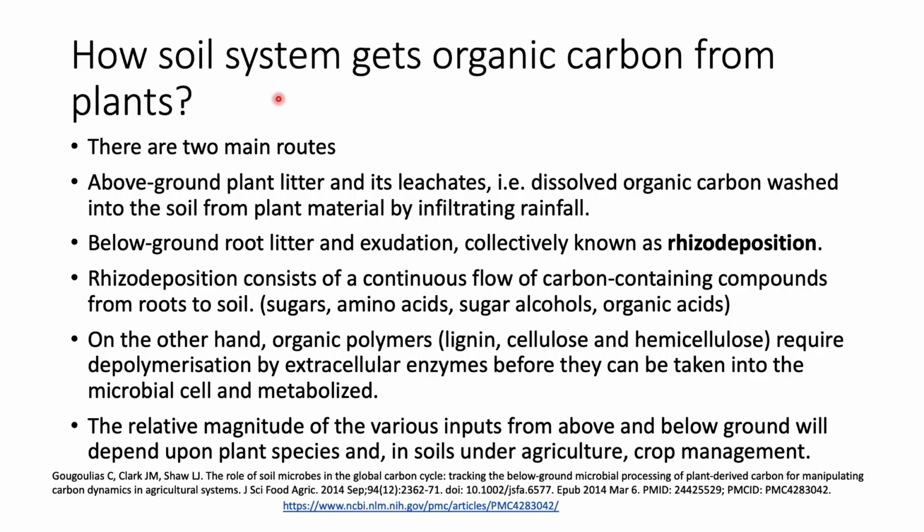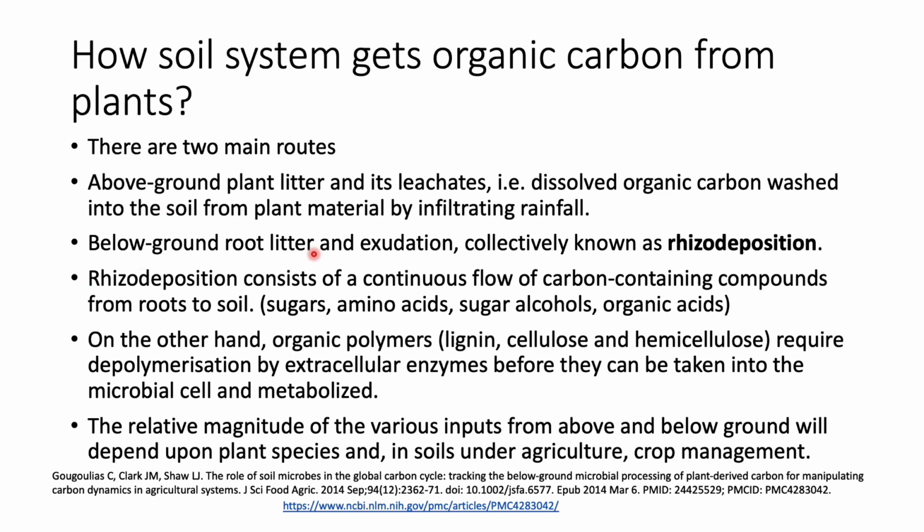Let us now look at how the soil system gets organic carbon from plants. There are two major routes. One is above ground plant litter and its leachates, that is, dissolved organic carbon washed into the soil from plant material by infiltrating rainfall. So this is one method.